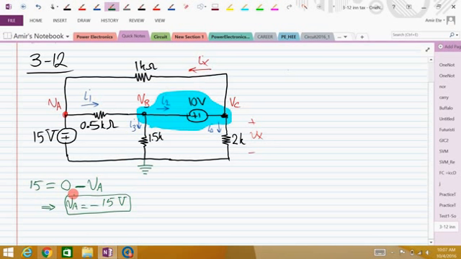Alright, now I have two unknowns, VB and VC, so I need two equations. The equation number one is the KCL for the supernode.